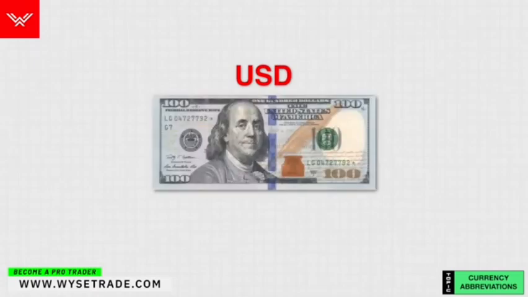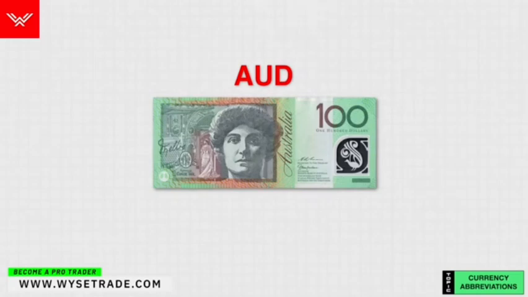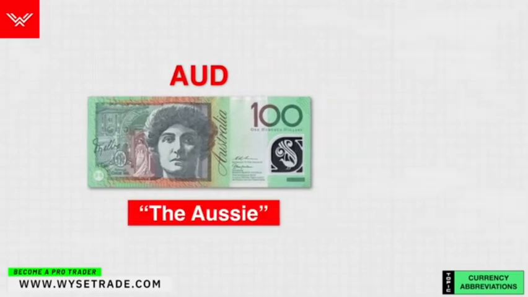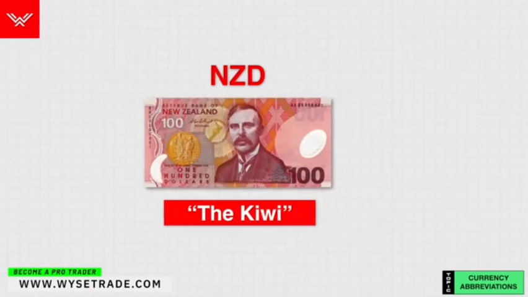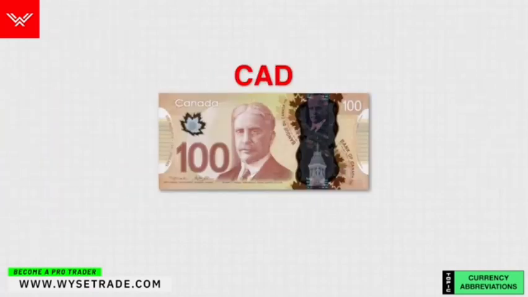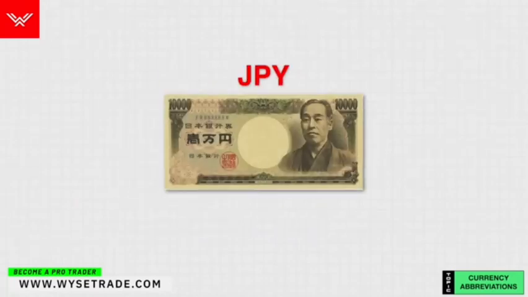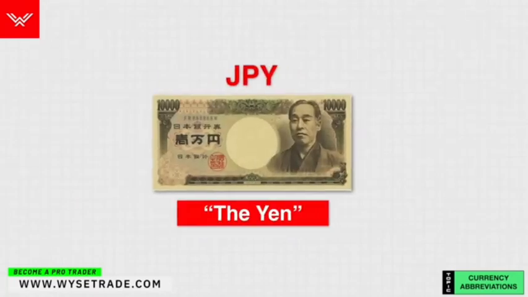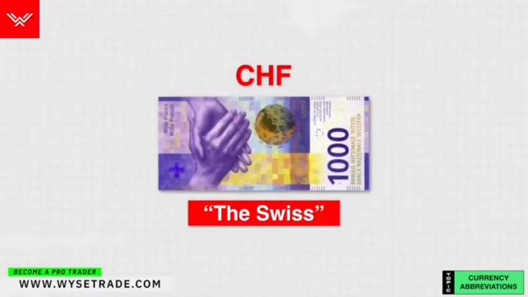USD is the US dollar, also known as simply the dollar. AUD is the Australian dollar, also known as the Aussie. NZD is the New Zealand dollar, also known as the Kiwi. EUR is the euro. CAD is the Canadian dollar, also known as the CAD. GBP is the British pound, also known as simply the pound. JPY is the Japanese yen, also known as simply the yen. CHF is the Swiss franc, also known as simply the Swiss.